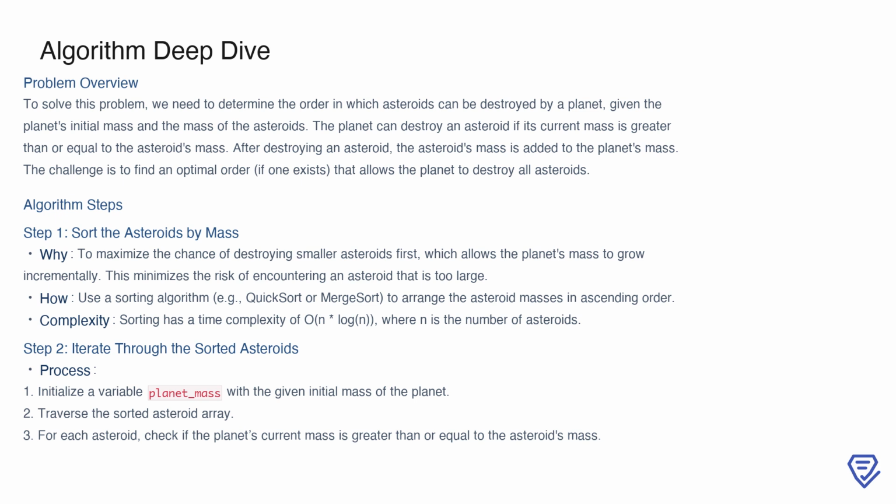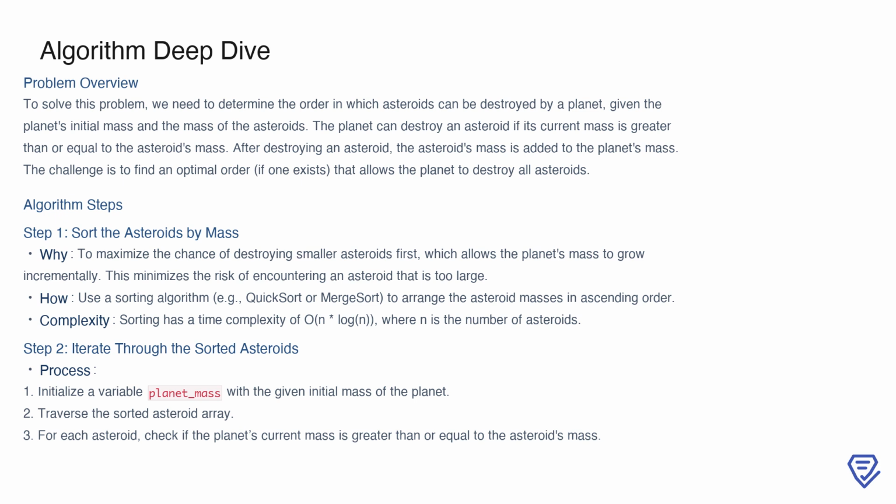The first step in this strategy involves sorting the asteroids by their mass. By starting with the smallest asteroids, we ensure that the planet's mass grows incrementally, minimizing the risk of encountering an asteroid that is too large to destroy. To achieve this, we use a sorting algorithm like quicksort or merge sort, which sorts the asteroid masses in ascending order. This sorting step has a time complexity of O(n log n), where n is the number of asteroids.